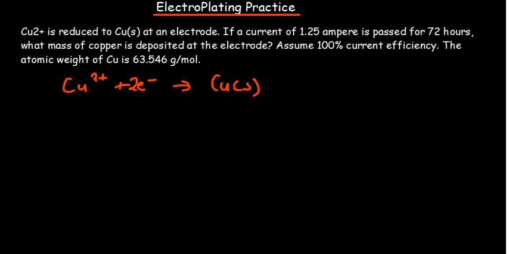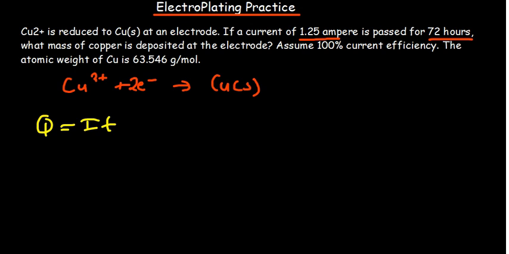If a current of 1.25 ampere is passed for 72 hours, what mass of copper is deposited at the electrode? Assume 100% current efficiency. The atomic weight of copper has been given. So, a few basic steps. Each time you're looking at such a question, think of it in terms of charge, which is denoted by Q. So we'll try to determine our charge. Q is basically I times T.